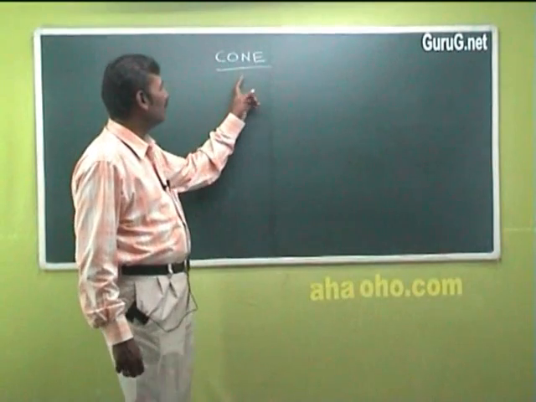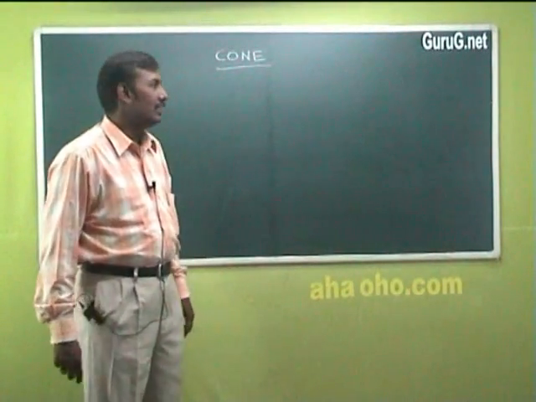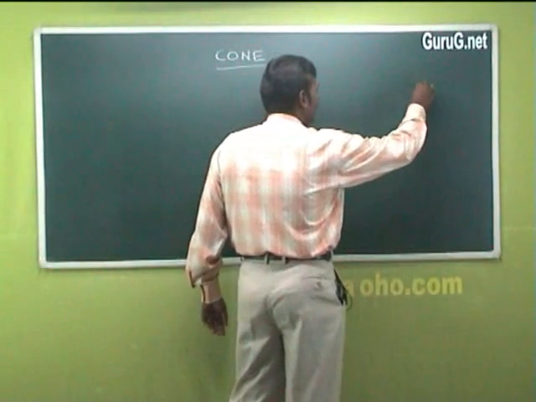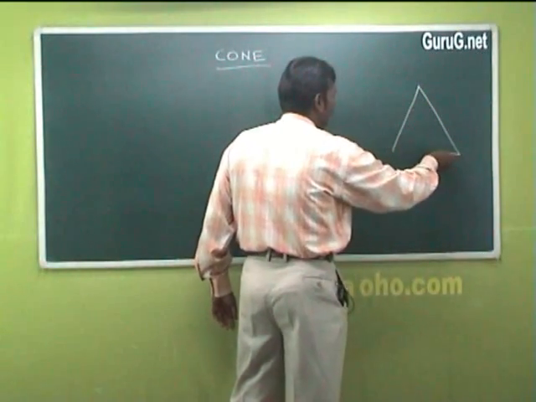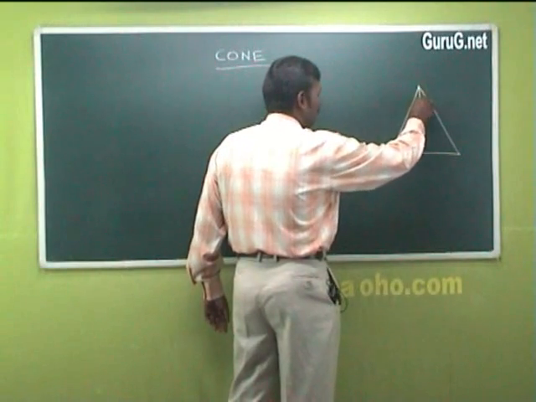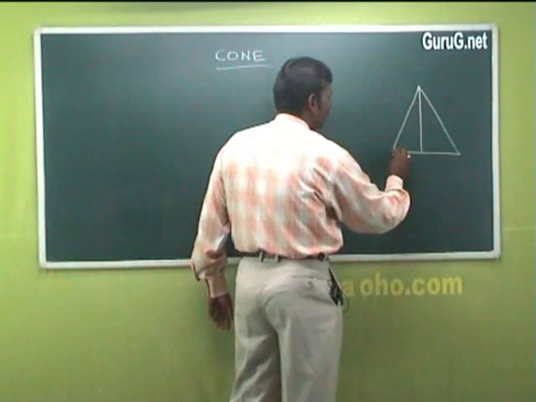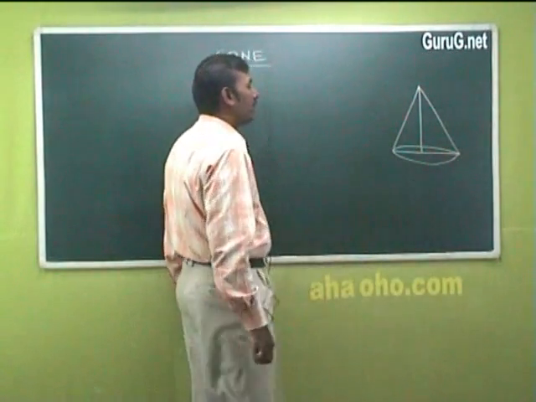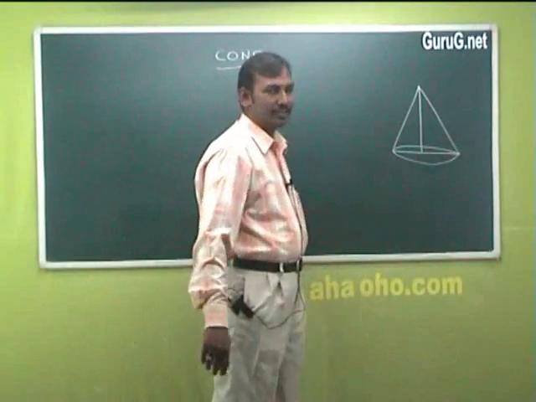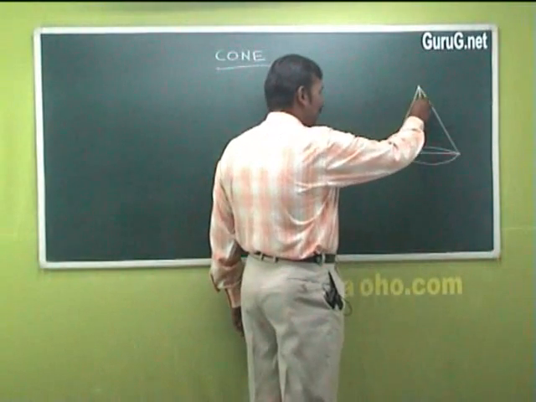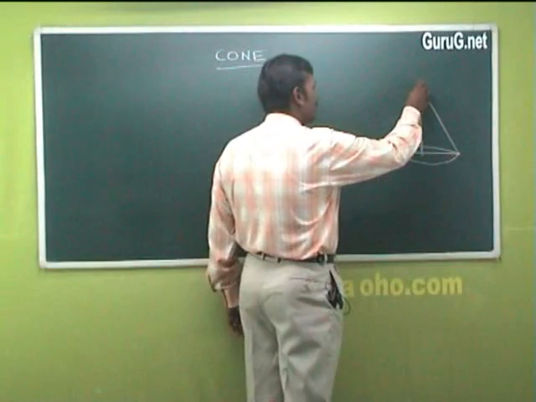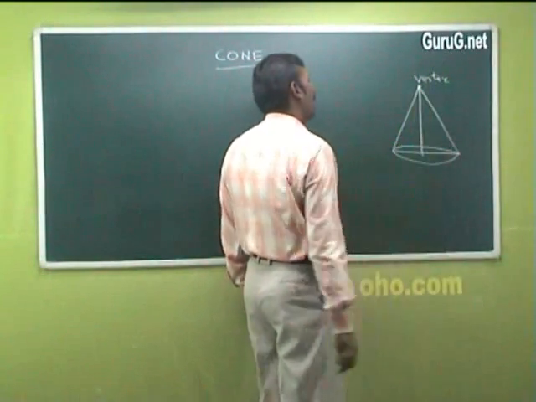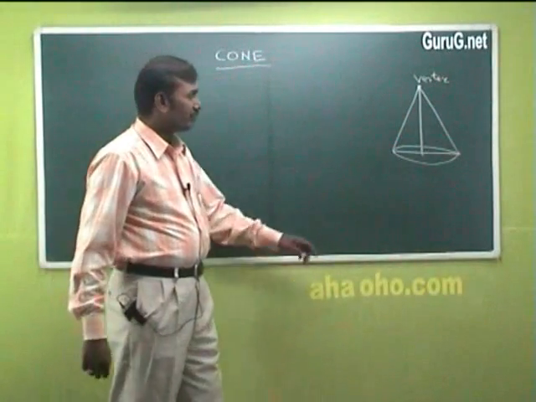The next topic is cone. A cone is a surface generated by a straight line which passes through a fixed point and satisfies one more condition. It may intersect with a given curve, right? So this is a straight line passing through a fixed point. The fixed point is called the vertex, right?